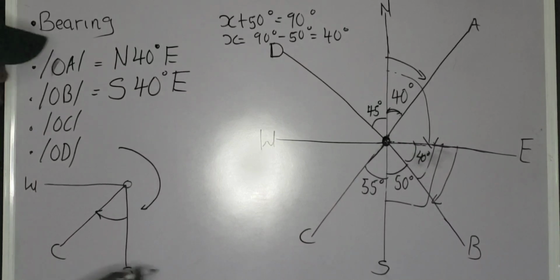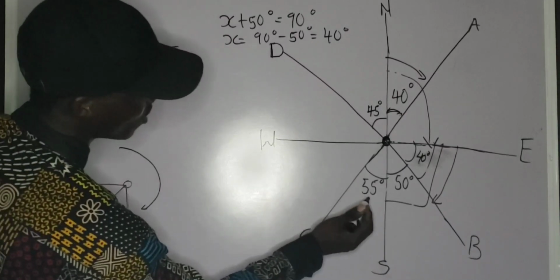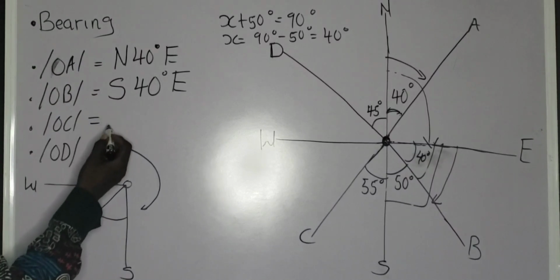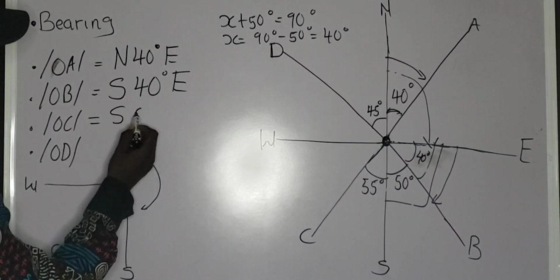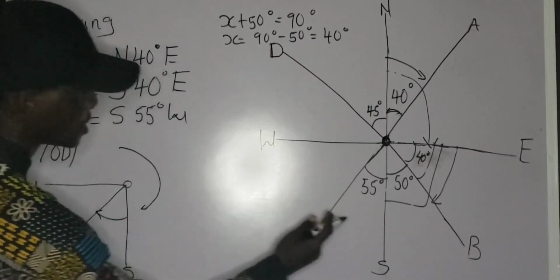Now let's proceed. If you compare this angle with this angle, you can see that line OC makes 55 degree with the meridian. You understand? So the bearing of line OC will be south 55 degree west. You understand? Because we are proceeding towards the west.